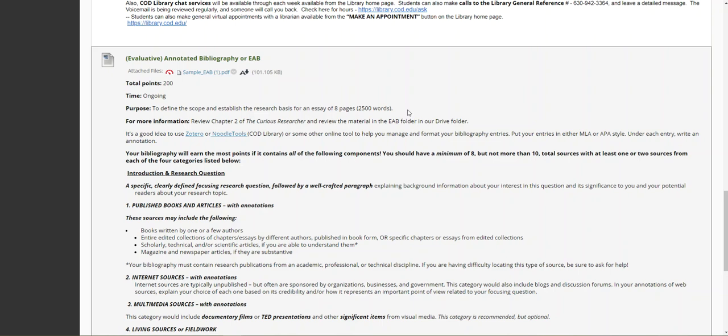All right. So if you want to use Zotero or NoodleTools, you can use that to help you organize and format your bibliography, your citations. Okay. So your bibliography will earn the most points if it contains all of the following components. You should have a minimum of 8 sources. Believe me when I say a minimum, 8 completed sources.